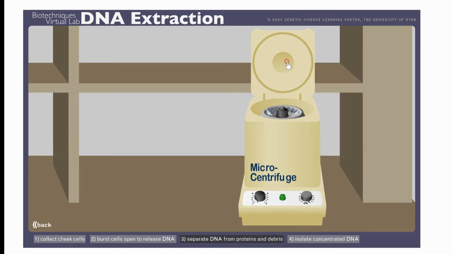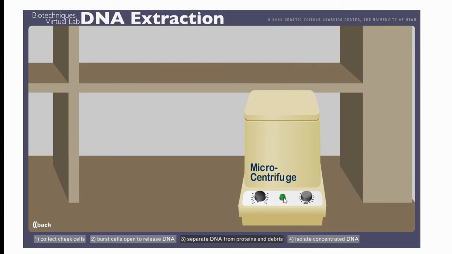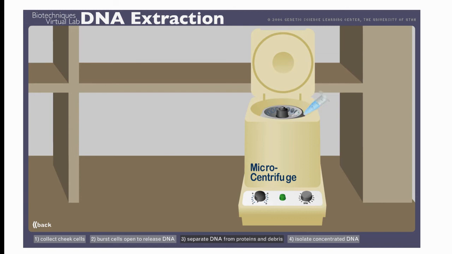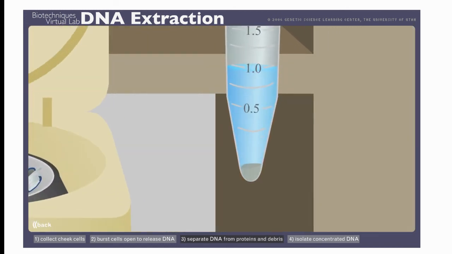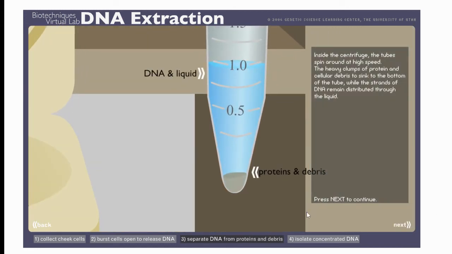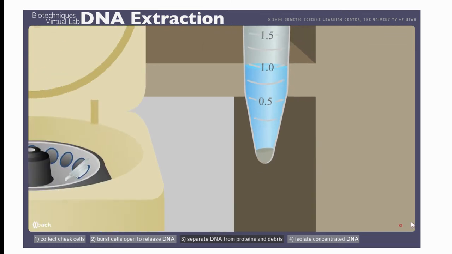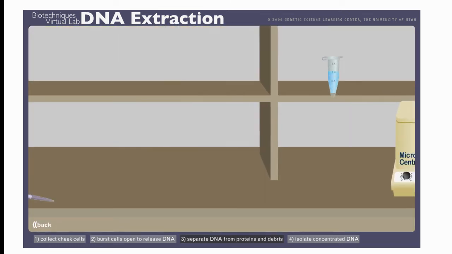Let's go ahead and close the centrifuge and turn it on. So after the tubes spin, we remove them and we can see that material has sunk to the bottom of the tube. That's the proteins, that's the cell debris. The DNA is going to remain in the liquid because DNA is soluble in water. Clicking next allows us to continue our experiment.